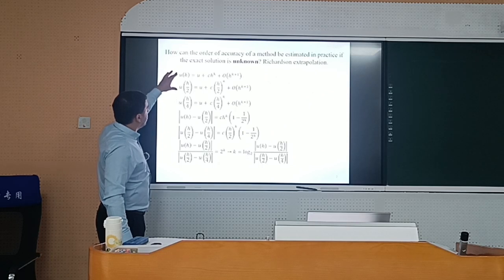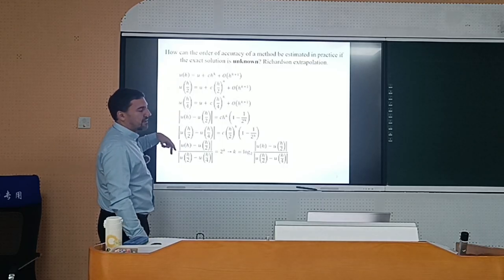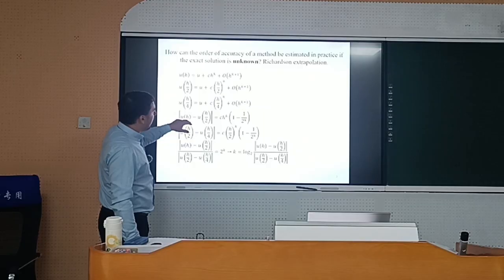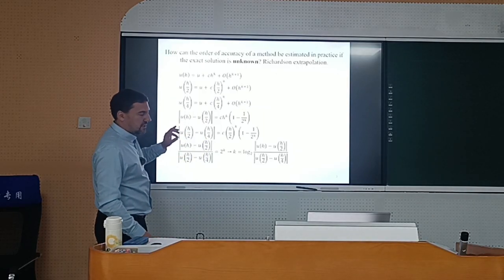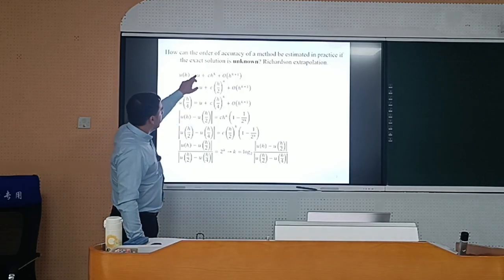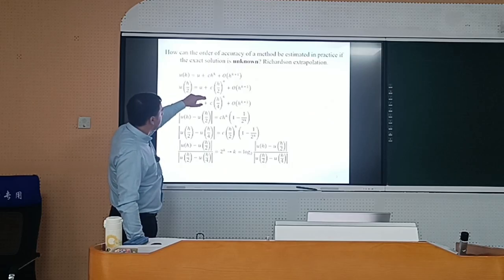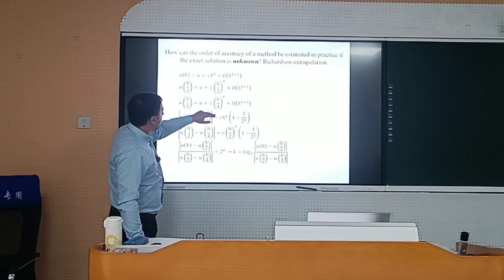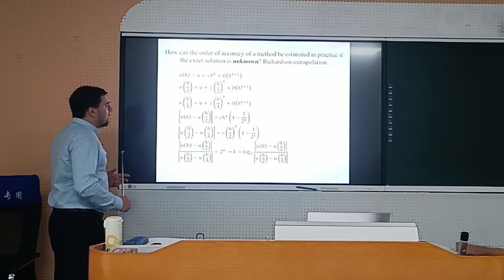For the transition from H to H/2, we have this: the absolute value of the difference of our numerical solutions. Once again, here it is just in one point, just the idea. Then U and U, we don't have them, they cancel, and we have only C·H^K times (1 minus 1 over 2 to the K).